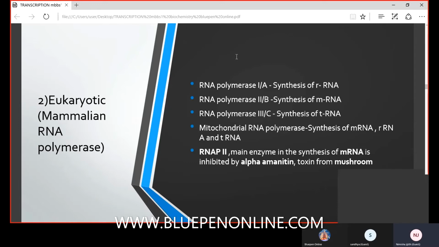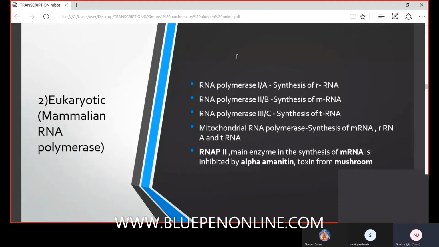Which is the main enzyme that carries out the process of mRNA synthesis in mammals? RNA polymerase 2. That is involved in the synthesis of mRNA. It is inhibited by one particular compound known as alpha-amanitin.